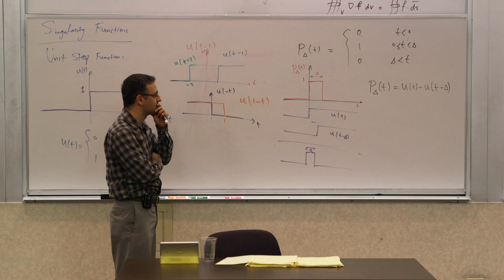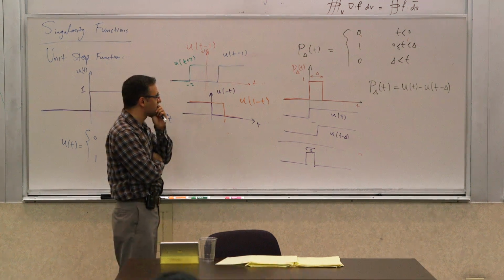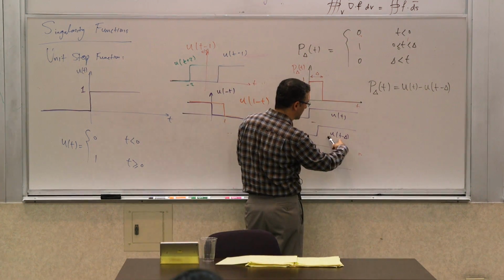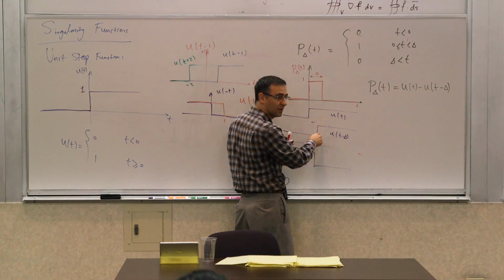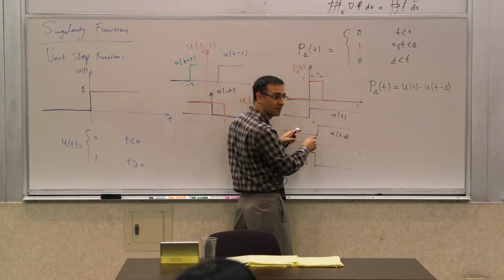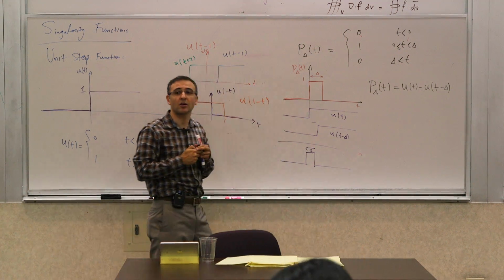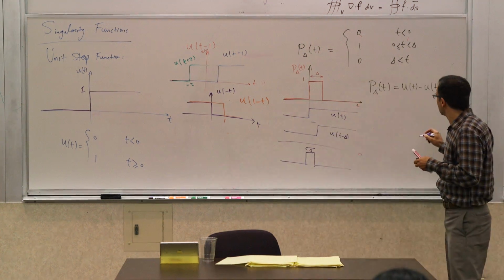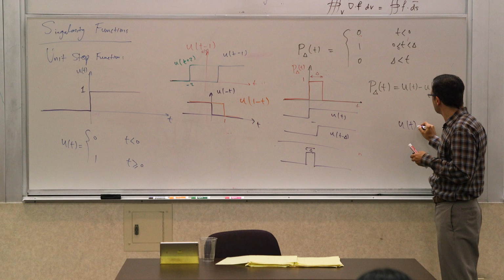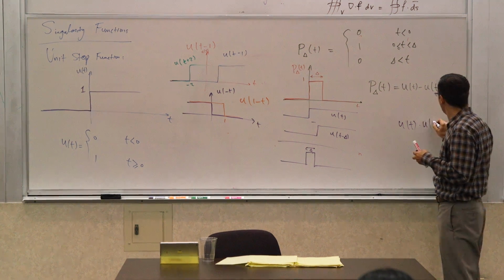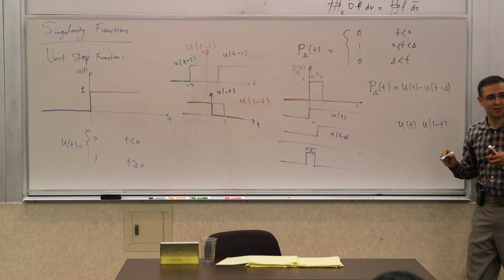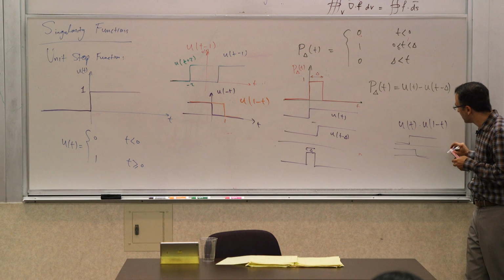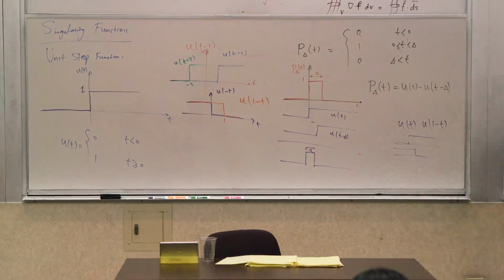Yes? Could it also be u of t times u of delta minus t? That would give you the product would be 1 here, right? So that would become u of t minus delta. The product of these two, right? 0 times 0. You could do that too. You could write it as, okay, that's another one. So she says, and I think you said something along those lines first too, u of t times u of delta minus t, which is this times that.